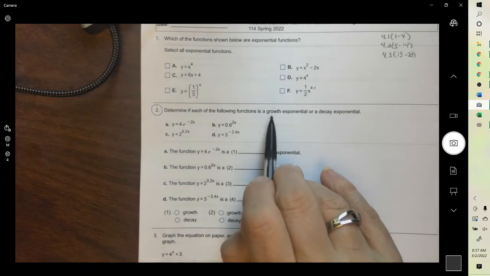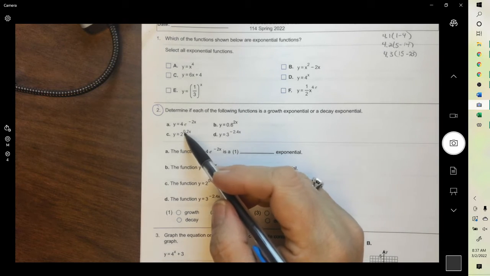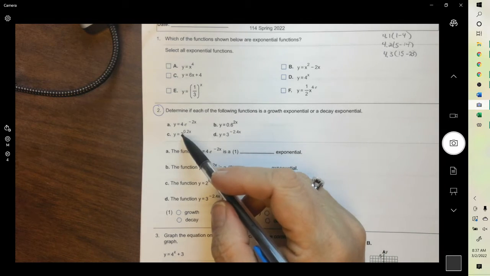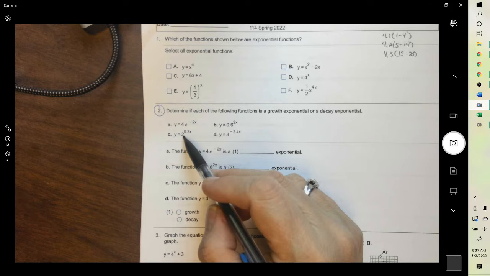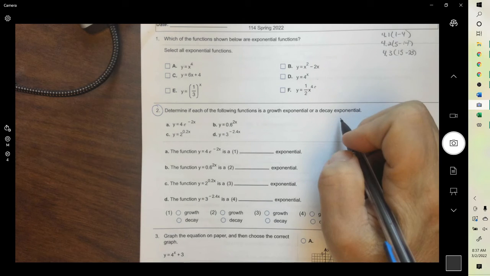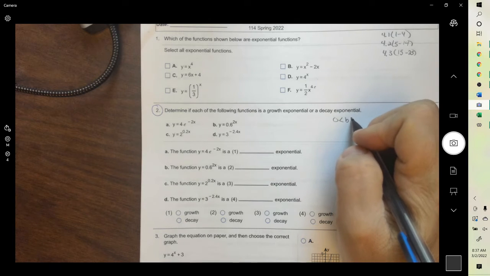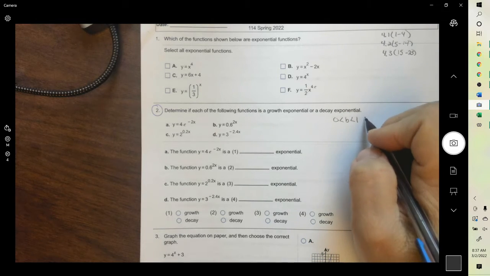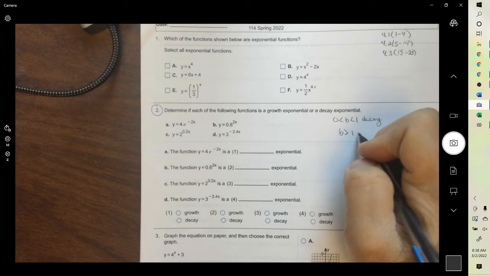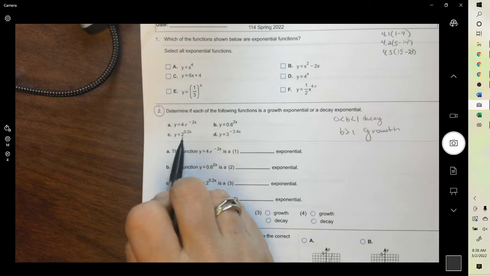To determine if it's a growth or a decay when it's exponential, you want to look at the number. And like this one would be a growth because it's 2. This would be a decay because it's 0.6. So if the base is between 0 and 1, it will be a decay. If b is greater than 1, it's a growth. So this one is a growth, this one is a decay.